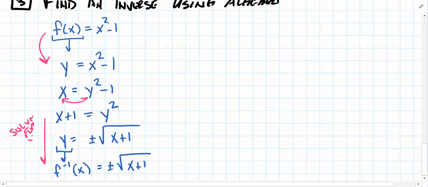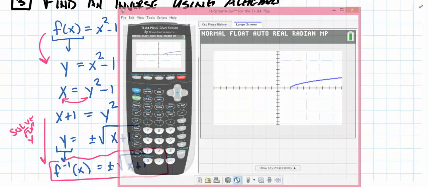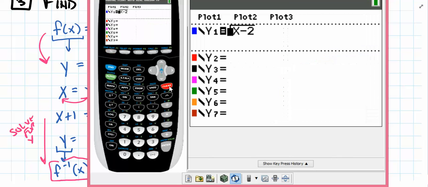Label it f inverse of x, right? Okay. Awesome. Please take out your graphing calculators. I'll take mine out. Looks like this. Same idea. Okay, so here we go.